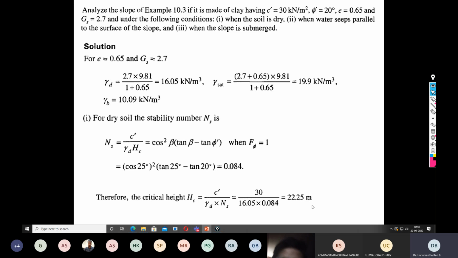So then the critical height is 22.25 meter. In fact, the same problem can be solved using the stability charts also. When you talk about the stability number, there are different charts available. If the charts are given, you can solve by charts also. So there is no issue. Or analytically, you can use all the equations.